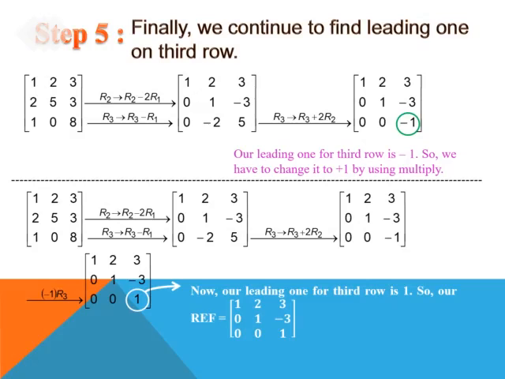Step number 5. Again, we have to find the leading one for the third row. So as you can see, our leading one for the third row is negative 1. We have to change it to become positive 1. So how to change it? Using multiplication. Okay, we multiply row number 3 with negative 1. So negative 1 becomes 1. So now our leading one for the third row is 1. So this looks like REF. So finish.